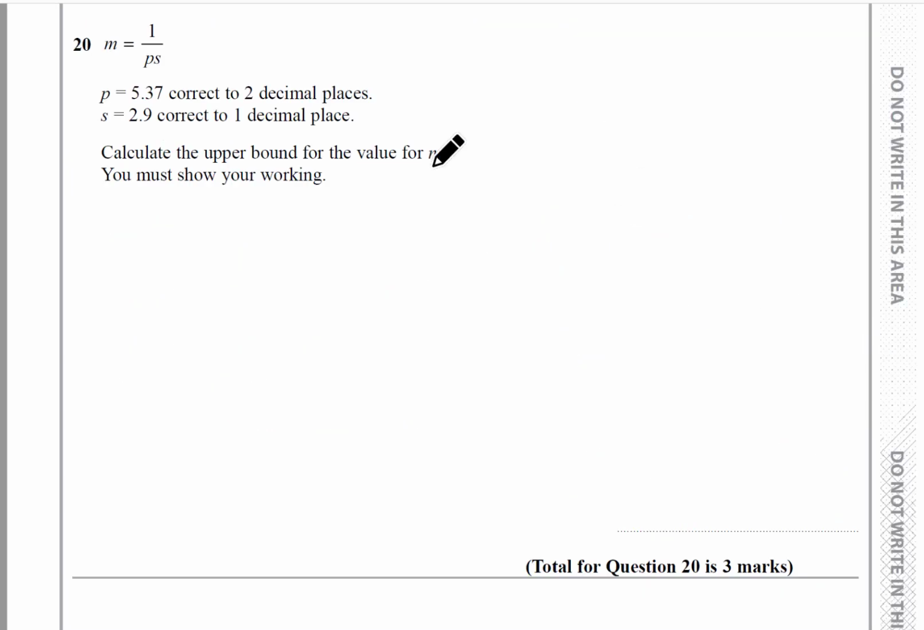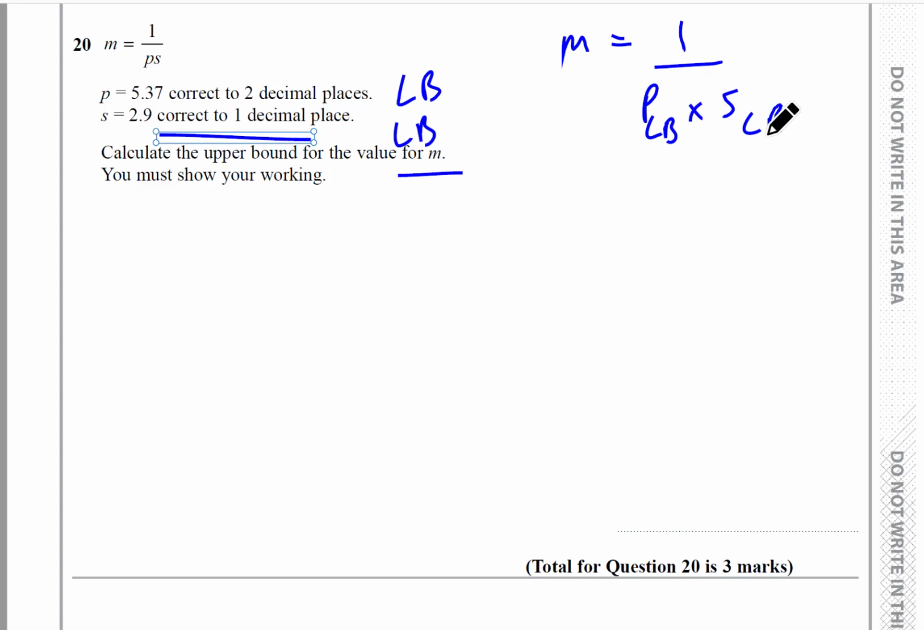Right, by now we should be really good at upper bounds or lower bounds. We want to find the upper bound for m. So if we want the upper bound for m, and we're dividing by p and s, and we want the m to be the largest number, we want p and s to be the smallest numbers possible. So those have to both be lower bounds. So it's going to be p lower bound times s lower bound. That's correct to 2 decimal places, so 2 decimal places divided by 2.